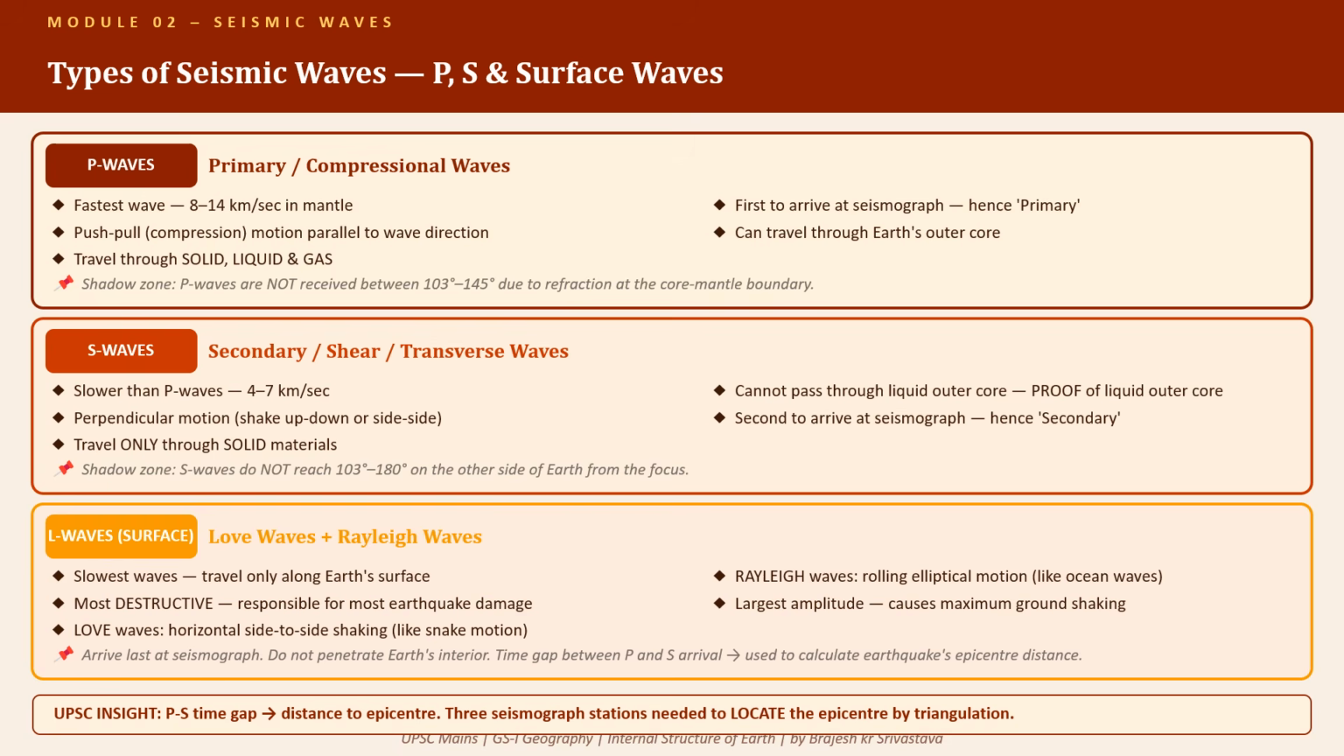Here is the UPSC key point about all three. The time gap between P wave and S wave arrival at a seismograph tells us how far the earthquake focus is from that station. And if we have three seismograph stations, we can triangulate and pinpoint the exact epicenter. That is how every earthquake location is determined.